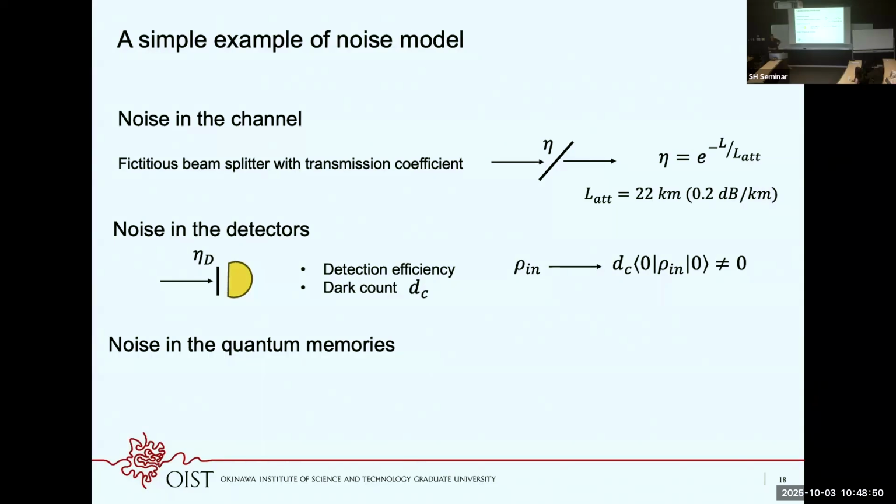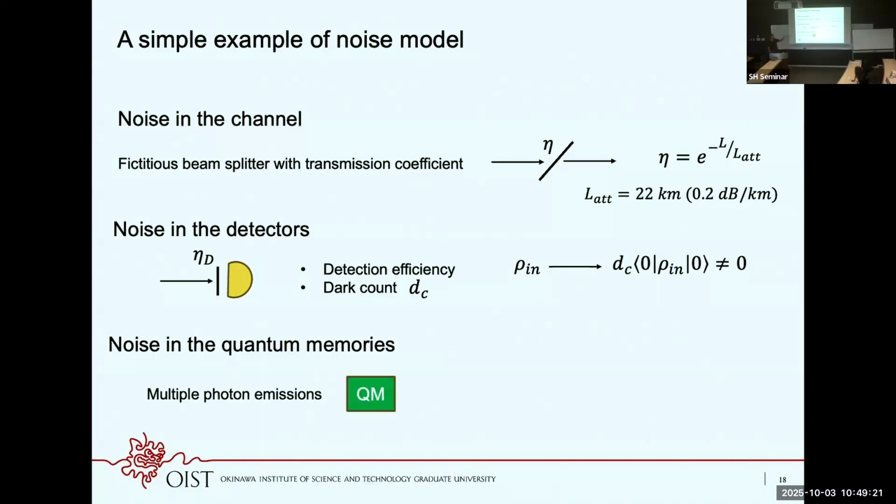Remember dark counts. If you have some density matrix that has the zero vacuum component, this density matrix can contain the vacuum component. When we assume dark counts in the detectors, this vacuum component can contribute, because a dark count is a click even if you don't get anything. So this is an error, and DC is just the parameter that describes that.